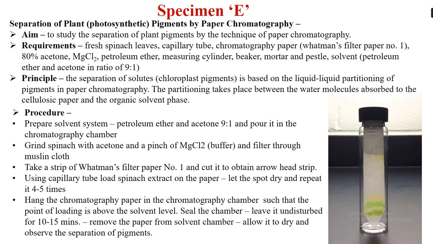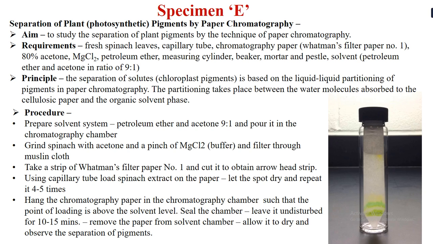And for this particular experiment, we use Whatman's filter paper number one. Then we need 80% acetone and we need petroleum ether. Now this acetone and petroleum ether is mixed together to form the solvent system. You need MgCl2, that is magnesium chloride, and you add it when you are grinding the fresh spinach leaves that we will be seeing in the procedure.